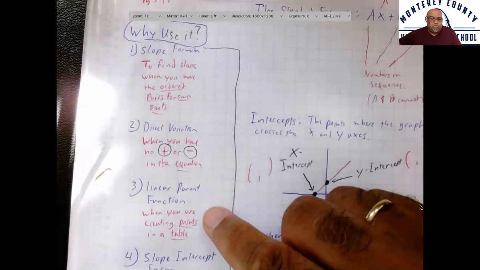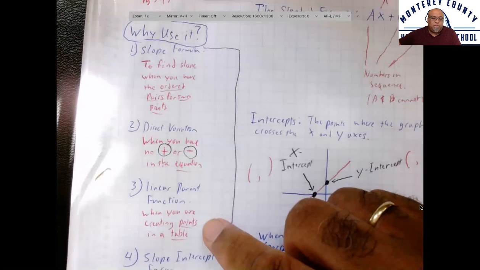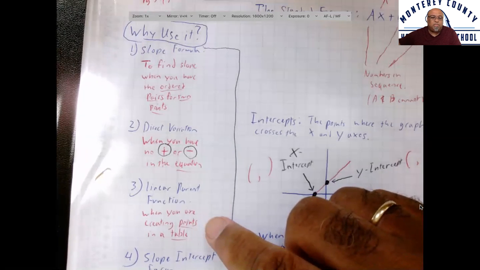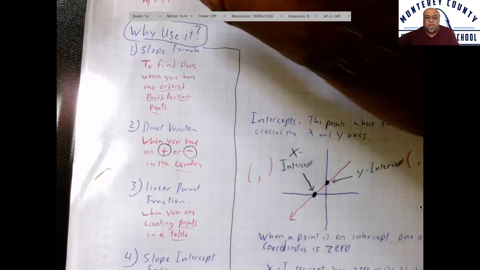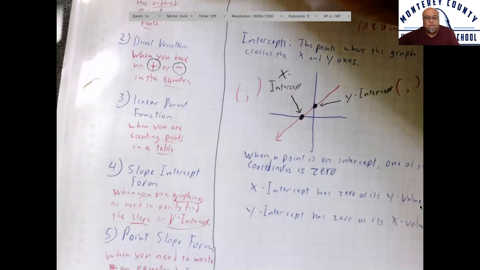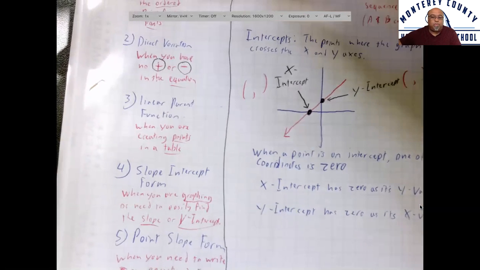When do we use the linear parent function? Mostly when you are creating points in a table. That's especially true when you have something like y equals x. In a case like that, this one's more just to know how the whole system works.